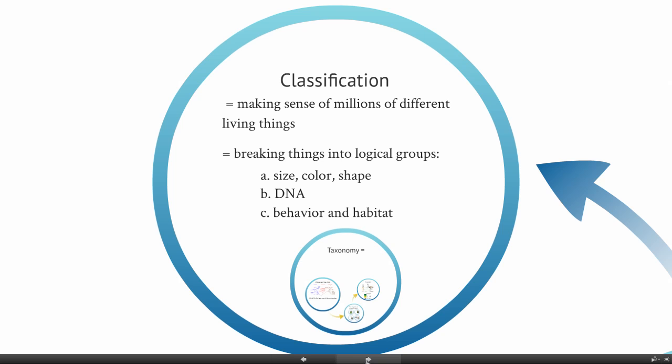And then we also use behavior and habitat. There's a lot of just determining: this species is living in this particular area, and this group of organisms are acting in the same way, so they must be part of the same species. In reality, biologists use all three of these to classify organisms.